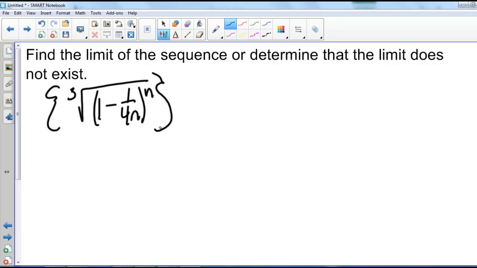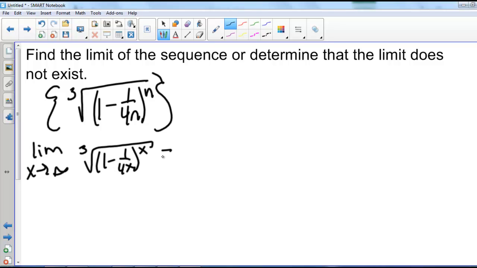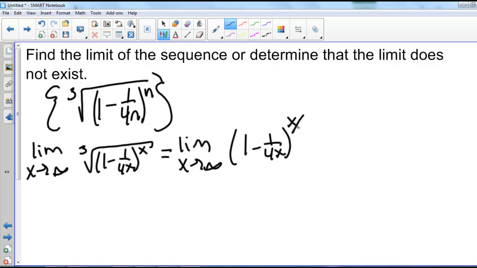Here we want to find the limit of the sequence, the cubed root of the quantity 1 minus 1 over 4n to the n. So if we rewrite this as a function, we have the limit as x goes to infinity of the cubed root of the quantity 1 minus 1 over 4x to the x. And we can rewrite this as the limit as x goes to infinity of 1 minus 1 over 4x to the x divided by 3. So this is an indeterminate form, 1 to the infinity.